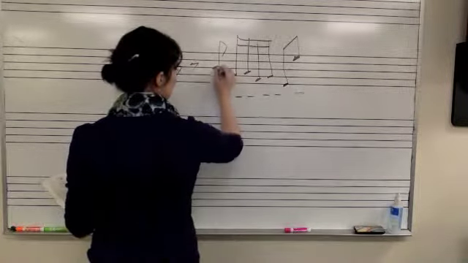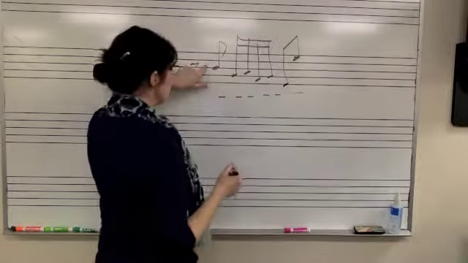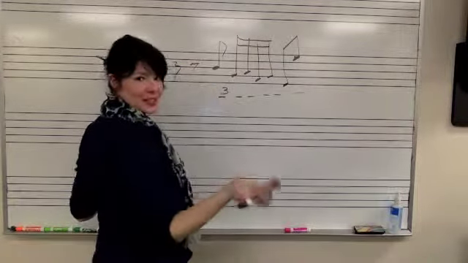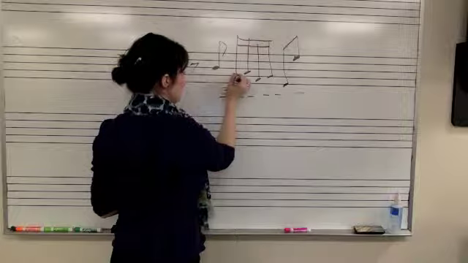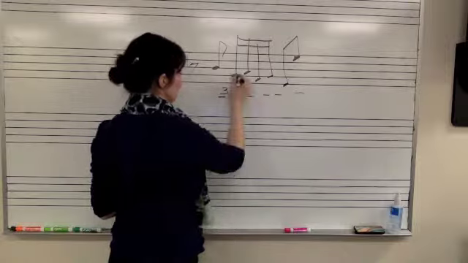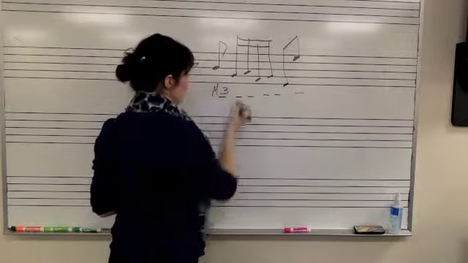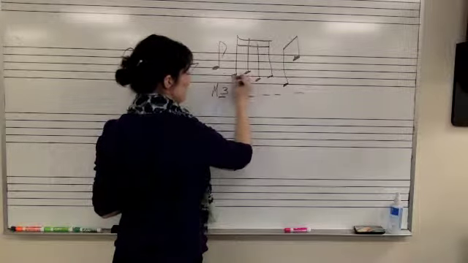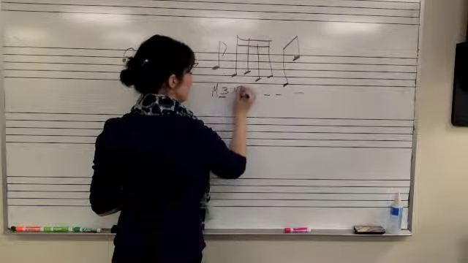Okay, so let's see. So D to B flat, we know it's a third of some kind, and then we just count the half steps. So that's B flat and C, C sharp, D, right? So B flat, B, C, C sharp, D, 4 half steps, major third, all right? B flat to C natural is a whole step, or 2 half steps. So that's going to be a major second.